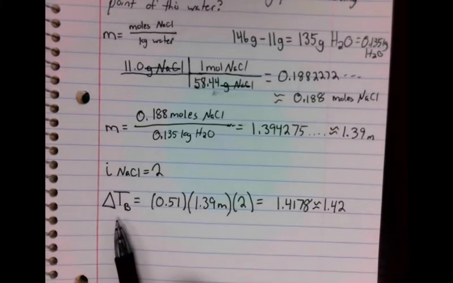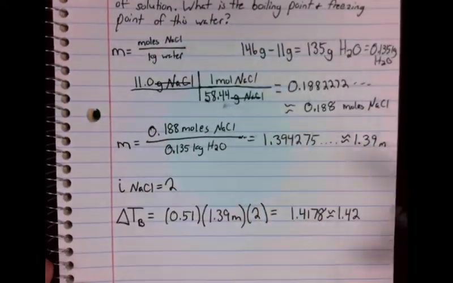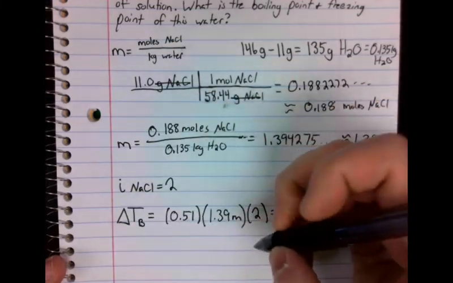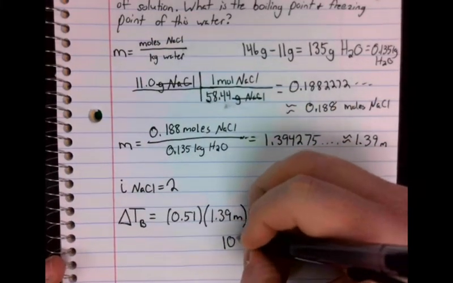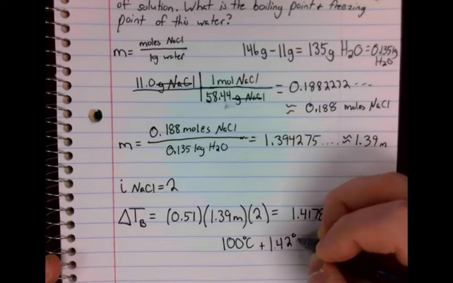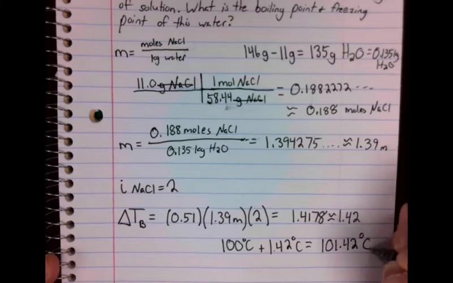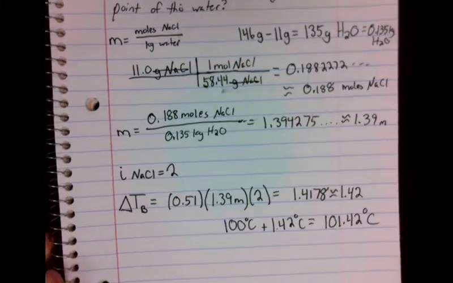Now this is our change in boiling point. The question asks what is the boiling point. So you also have to know that normal boiling point is 100. So 100 degrees Celsius plus 1.42 degrees Celsius will give us our new boiling point of 101.42 degrees Celsius.